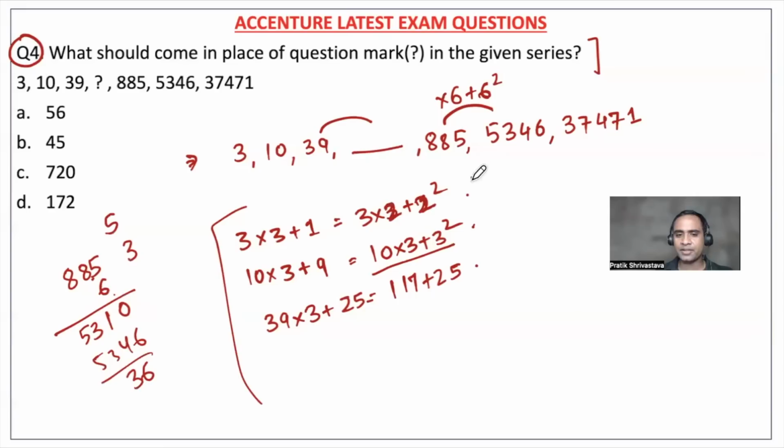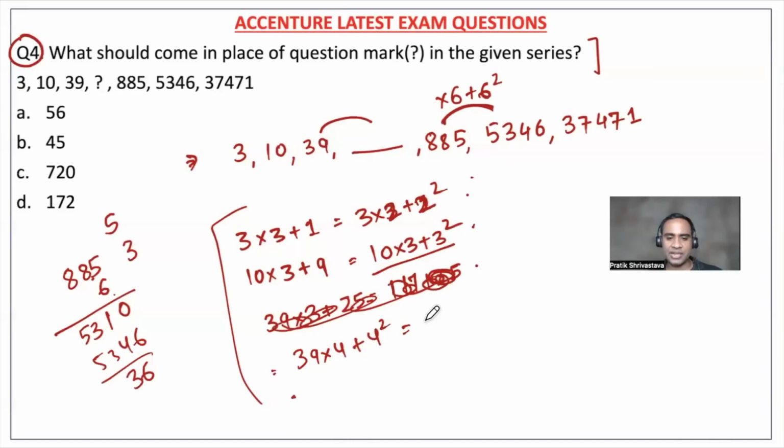Now we are able to get the logic. So the next it will be 39 into 4 plus 4 square. Okay, then whatever we are getting, so what are we getting here? See, because from here we were able to get the logic. So now 4 into 40 will be what? 160. 160 minus 4 is 156, and plus 16, so it is nothing but 172.